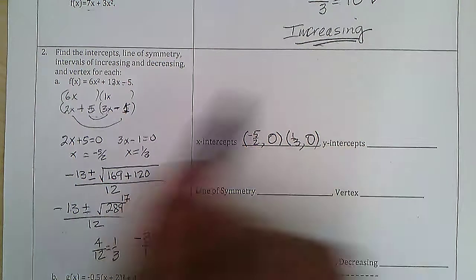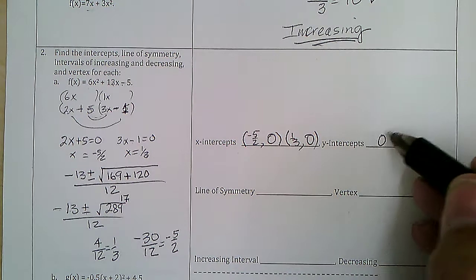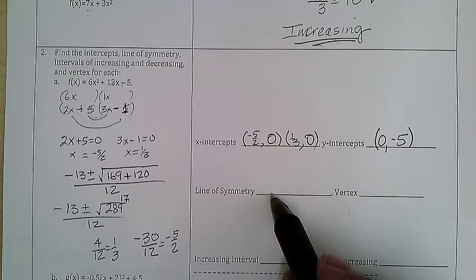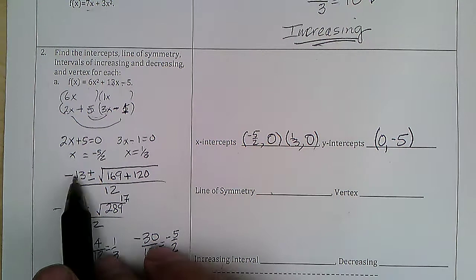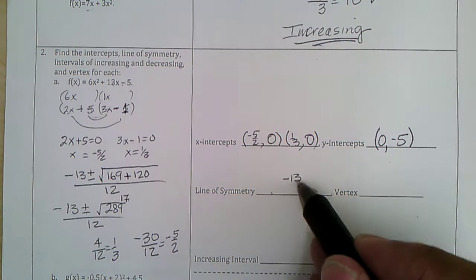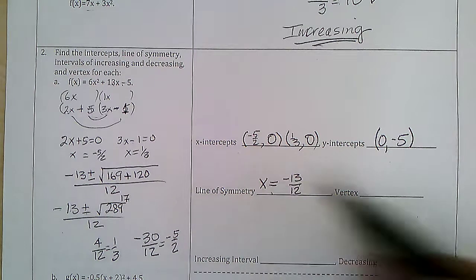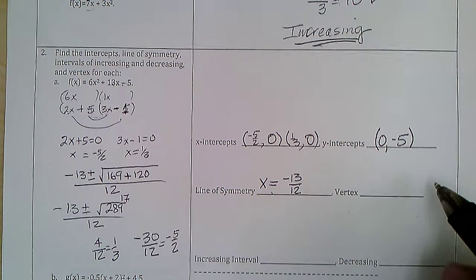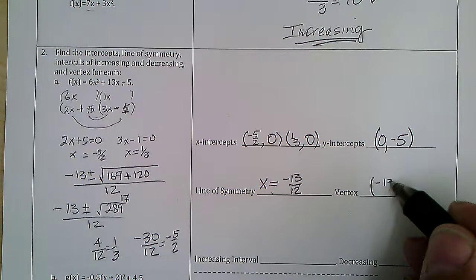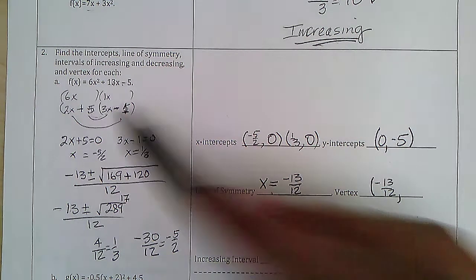What's the y-intercept? That's when x is 0, so that would be gone, that would be gone, be negative 5. 0 for the x, negative 5. Line of symmetry. That's the minus b over 2a. That's negative 13/12. It's a line, so I have to write an equation of the line, and a vertical line is an x equal. The vertex will be at negative 13/12 plugged into the original equation.